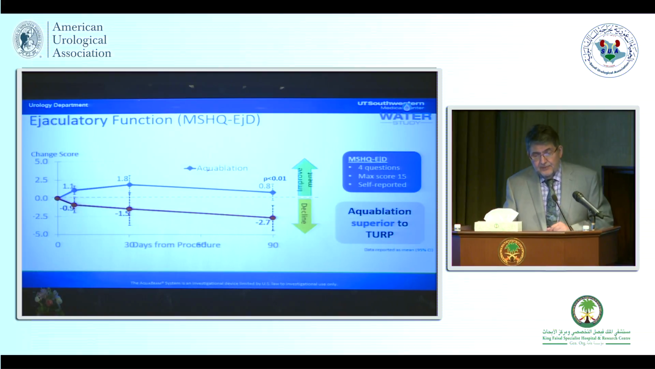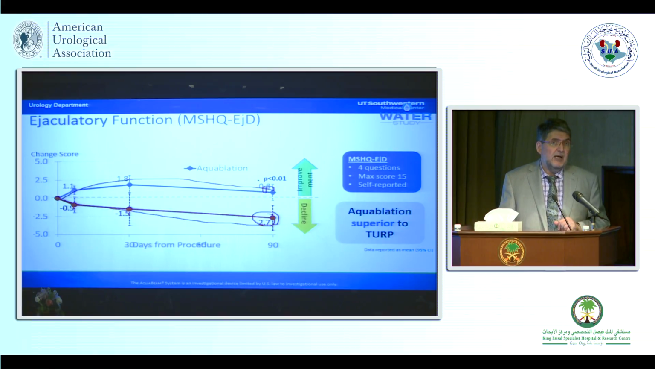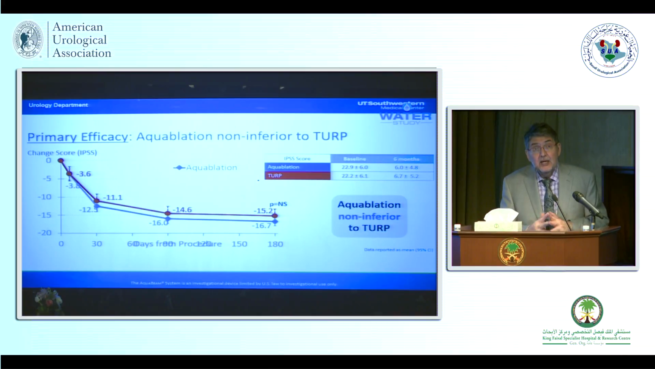And safer comes along with better ejaculatory function. So the TURP has a decrease in ejaculatory function, but this has an improvement in ejaculatory function, or at least it stays the same, so it's better than the TURP. But what was surprising was that in regards to symptom score improvement, it proved to be not only non-inferior, but actually numerically a little bit better. Blue is aquablation, red is TURP. This is a fairly sizable reduction from 23 to 6 points at 6 months, and it's the same as in a TURP.